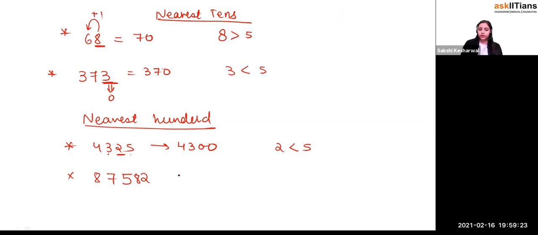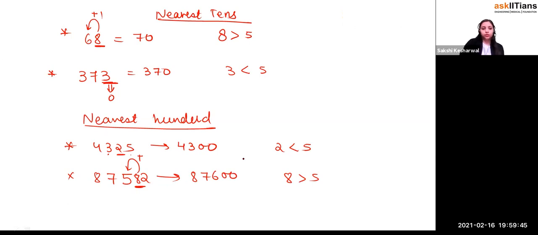528, this is the number written, right? So we have to round it to the nearest 100. So you just see this. What is the nearest 100? So 100 means you have to go to the tens position. Now this 8 is greater than 5. So what you will be doing, adding 1 over here and just putting the rest of the thing as 0. So this will be 600. This is your answer, right?